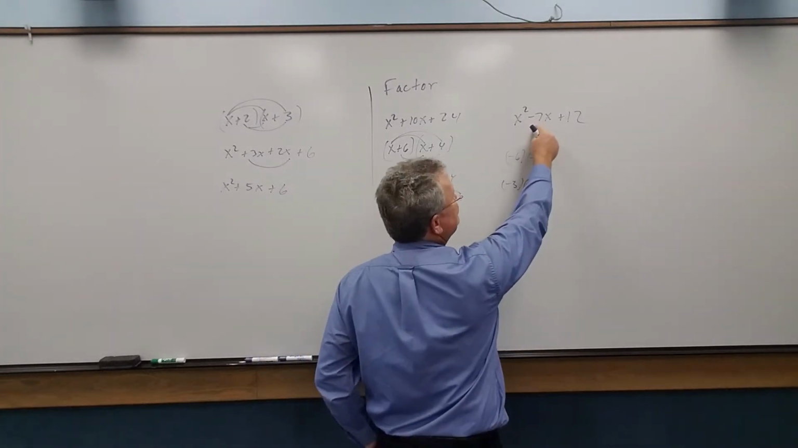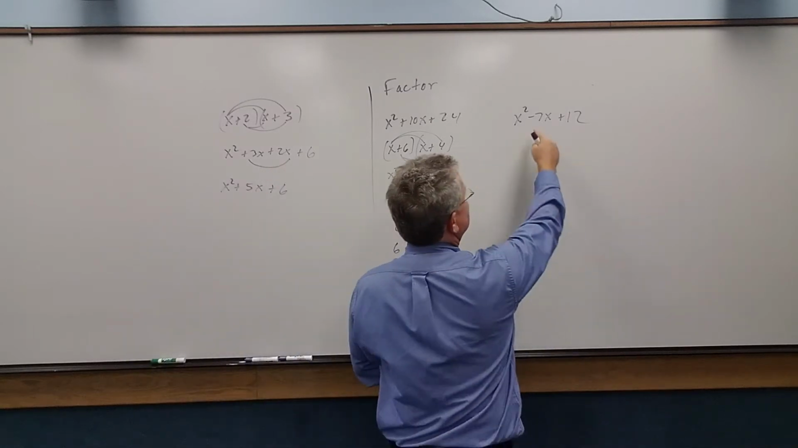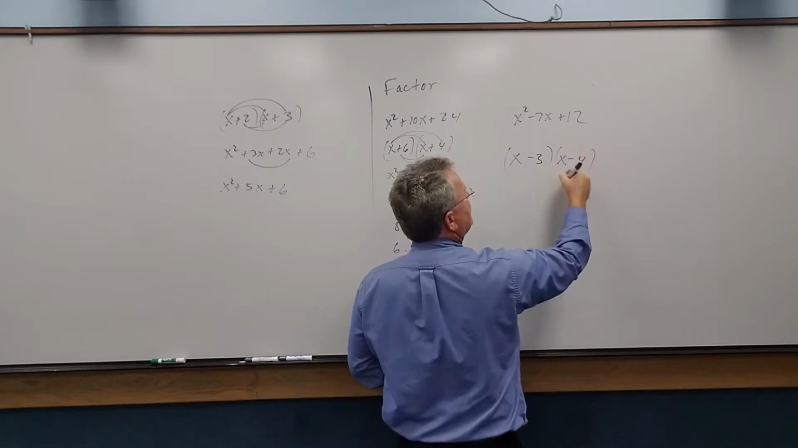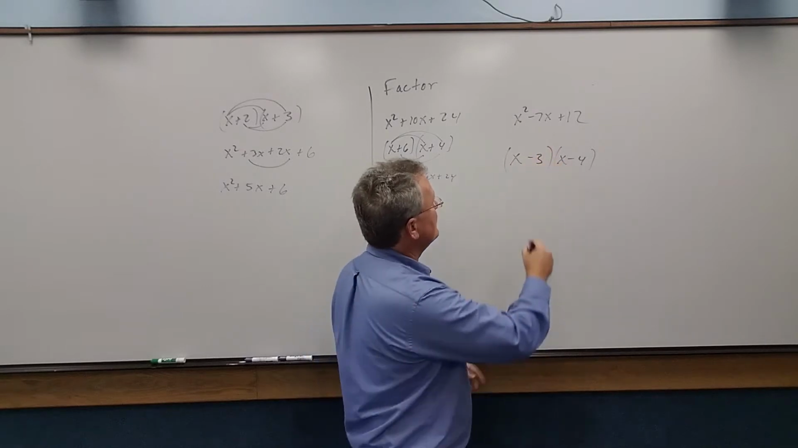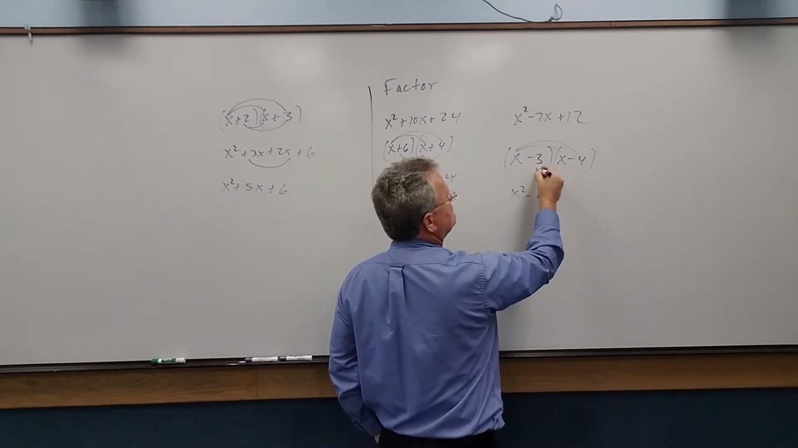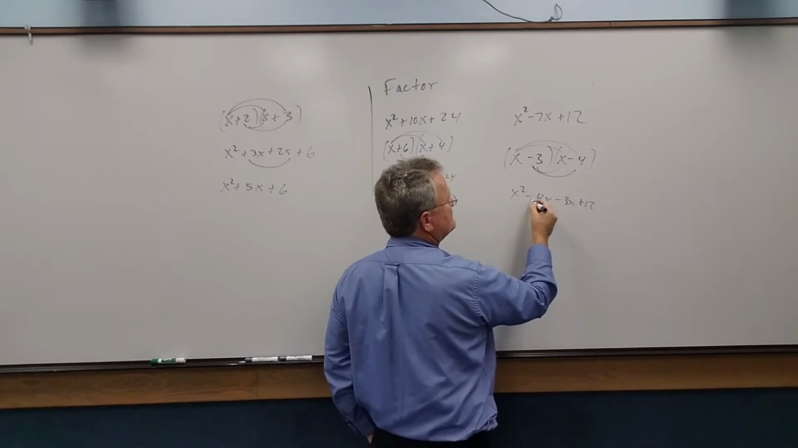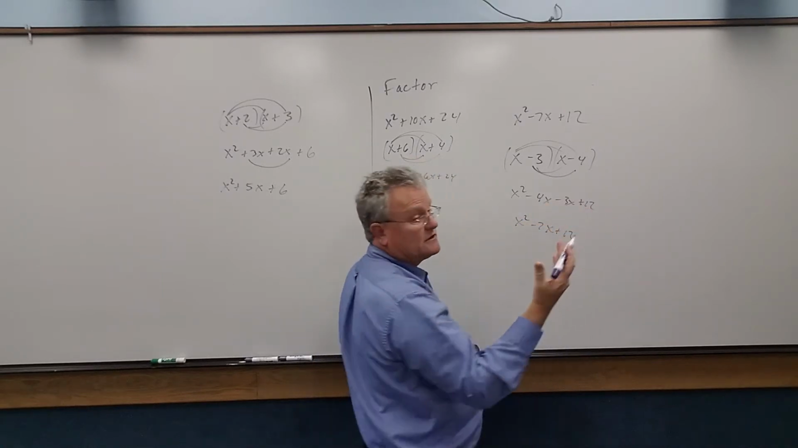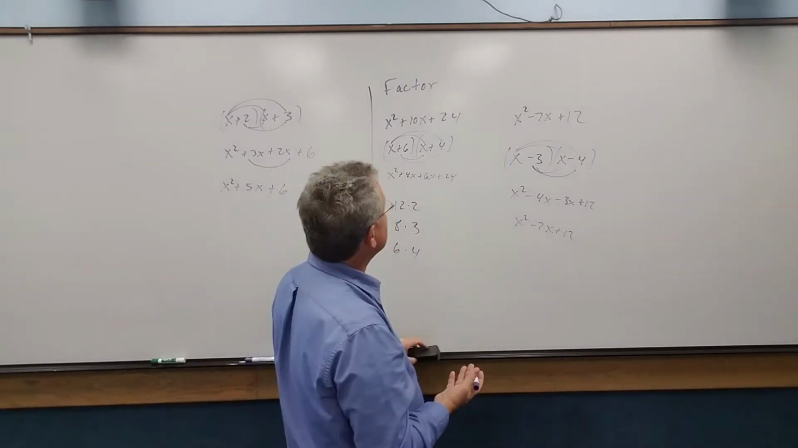So that means this factors to, let me just erase this, a negative 3 and a negative 4. So let's check. X squared minus 4x minus 3x. Negative 3 times negative 4 is positive 12. Sure enough, that adds up to a negative 7x, and there's our answer. So that's the idea of factoring these trinomials.